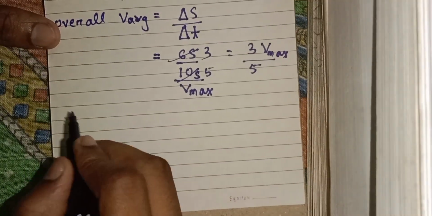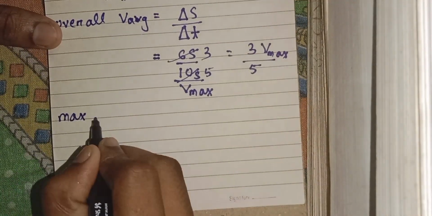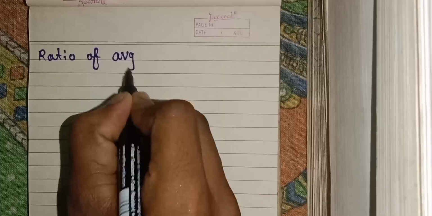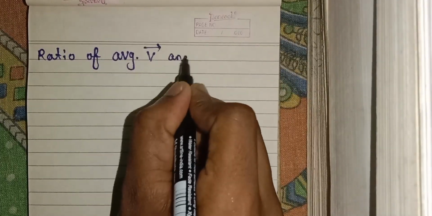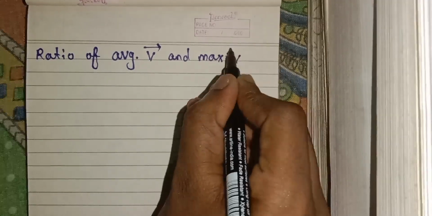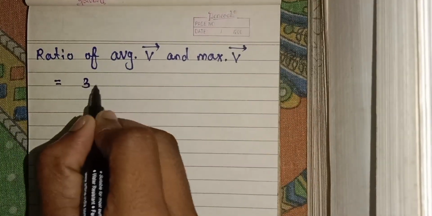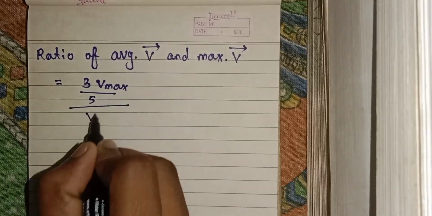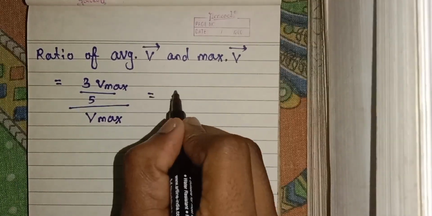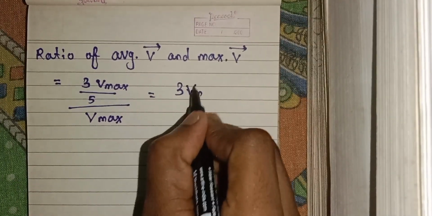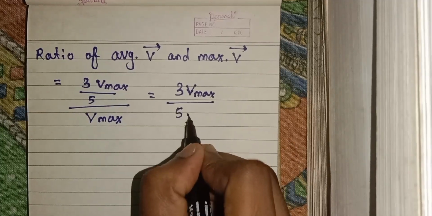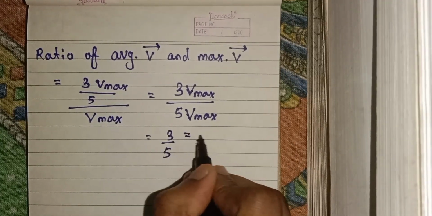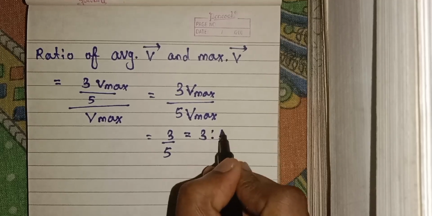It is equal to 6s by 10s v max, which is equal to 3 v max by 5. Then our question is to find out the ratio of average velocity and maximum velocity. The average velocity as we found is equal to 3 v max by 5. As we all know, the maximum velocity we taken is equal to v max. So the ratio is 3 v max by 5 v max, which is equal to 3 is to 5, which is our real answer.